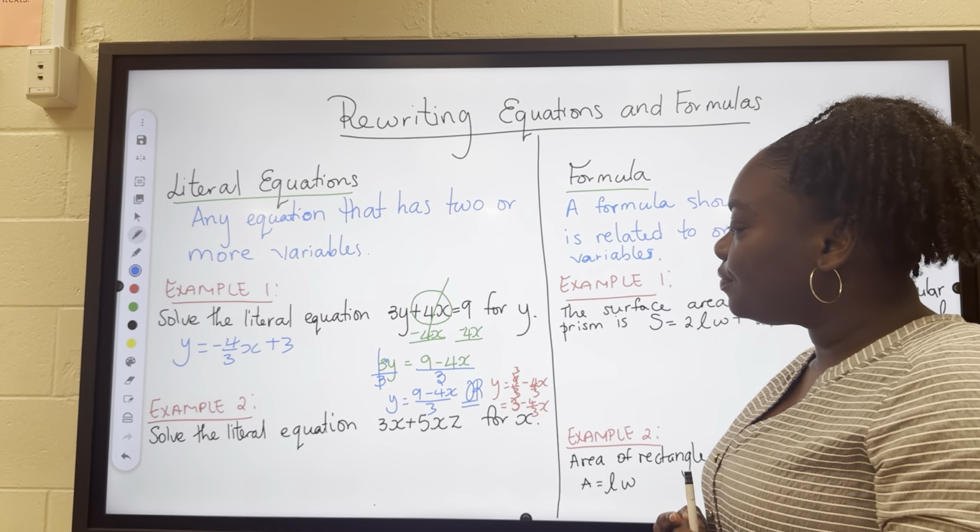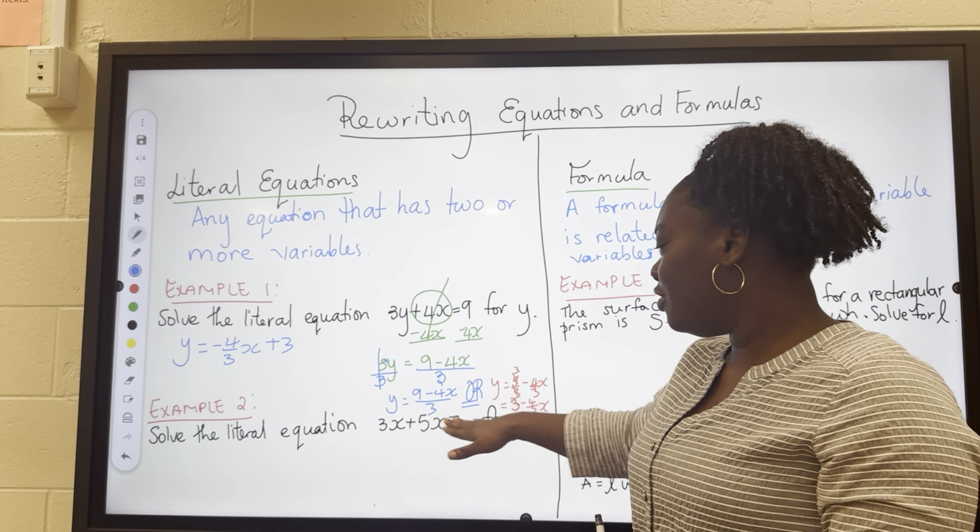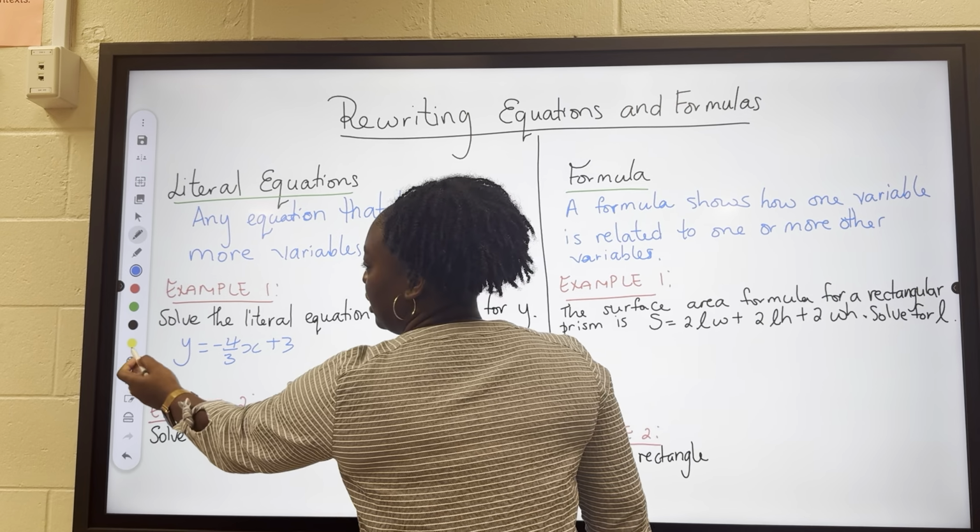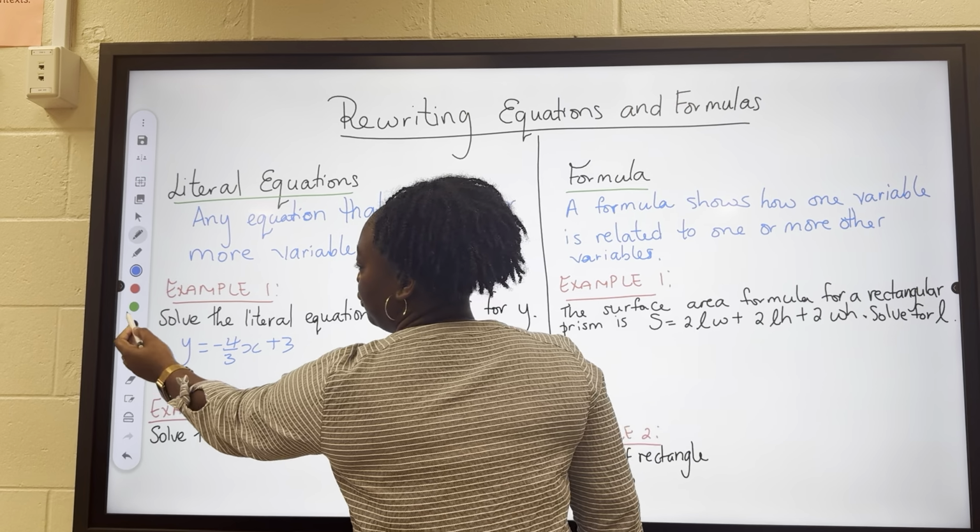All right, let's go. So number 2, let me just rewrite this equation so that you can see it. That's 3x plus 5xz, and that's a z. I like to put that right there so you know it's not a 2. And we're solving for x. So that's y is equal to 3x plus 5xz.